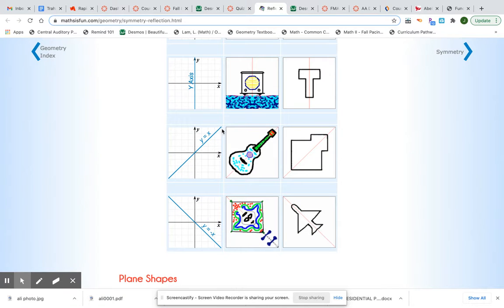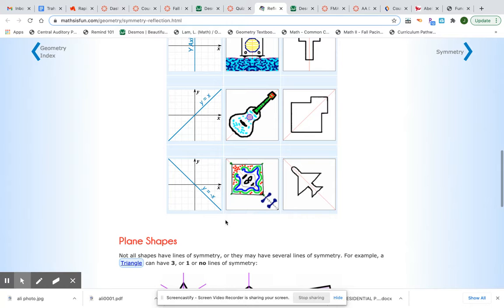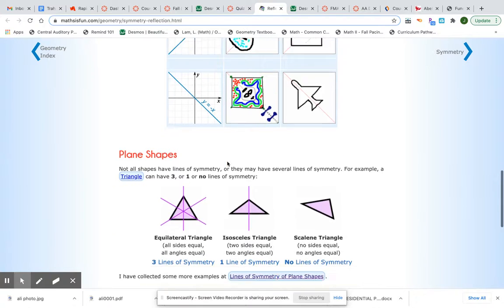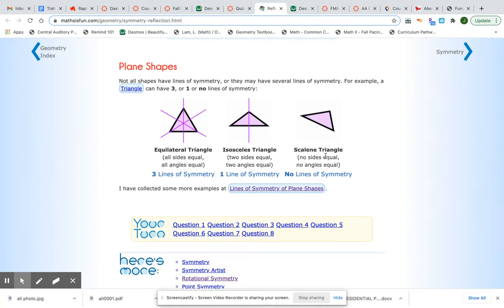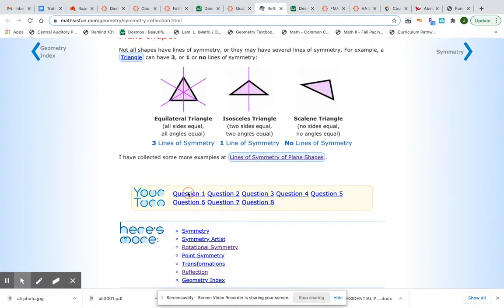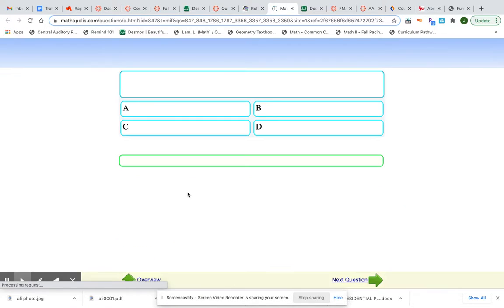Here's the line y equals x, a diagonal line. So this one has a diagonal line of symmetry. Here's another one. Here's the line y equals negative x. And once again, here are some triangles. An equilateral triangle has 3 lines of symmetry. An isosceles triangle only has 1. And then you can go here for some practice.